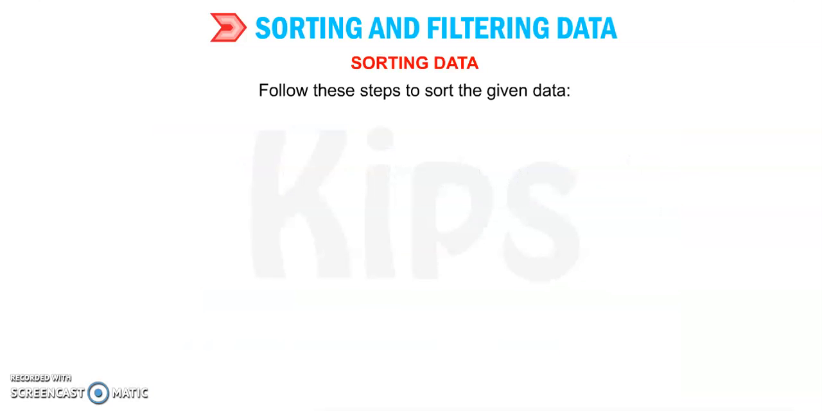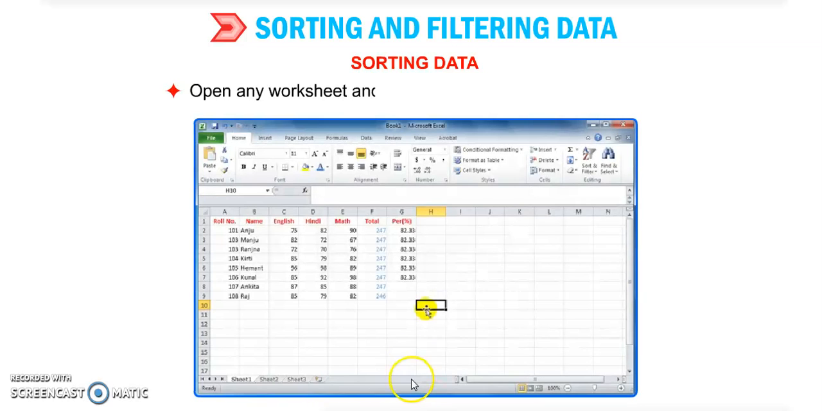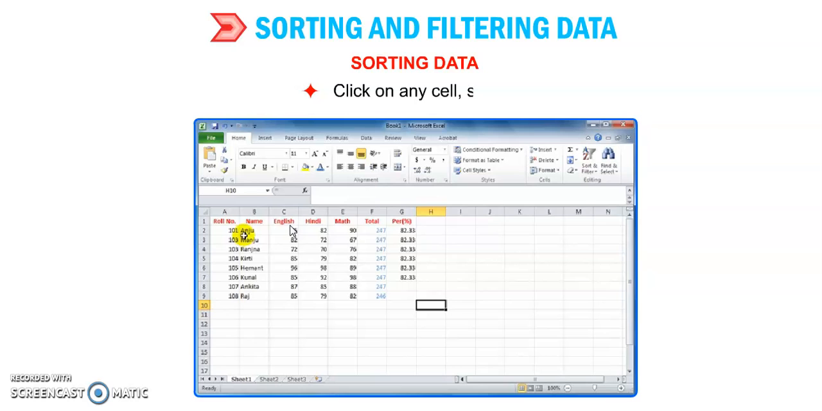Follow the steps to sort the given data. How can we do sorting? Open any worksheet and select the data that you want to sort. You can see the table. There are many columns: one column for roll number, student name, and then marks for English, Hindi, maths, and total. There are 8 students over here, and we can sort the data.